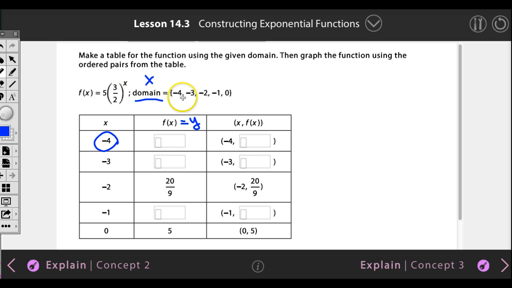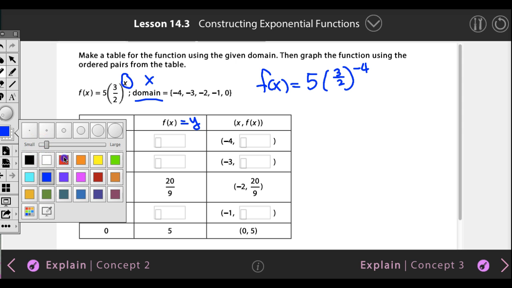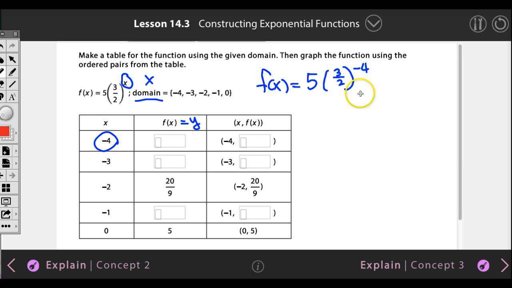So then anyway, let's find the negative 4. If I plugged in negative 4 in here, what am I going to get? F of x is equal to 5 times 3 over 2 raised to the negative 4 power. Just so you know, do you even know what multiplying 3 over 2 negative 4 times means? So this is an important thing, right? It's kind of like this. When I go ahead and use a different color, because this has nothing to do with solving this problem. This is just something I'm writing, okay?